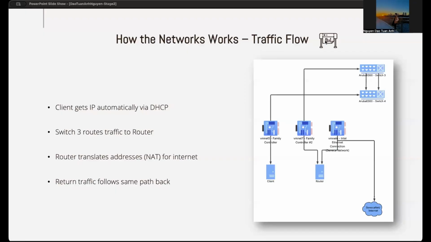Switch 3 runs the DHCP, which is like the receptionist assigning office numbers. It gives the client an address. Now the client wants to reach YouTube. It sends a request to its gateway, the VLAN 83 interface on switch 3. Switch 3 looks at its routing table, sees the traffic needs to go to the internet, and forwards it to our router through a dedicated routed port.